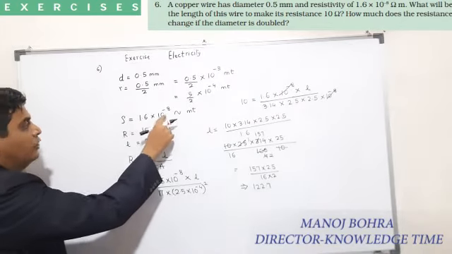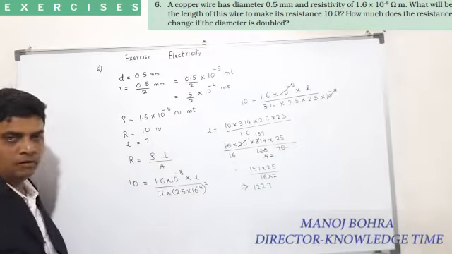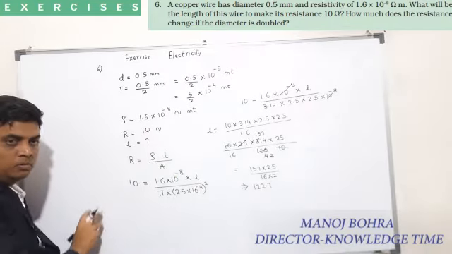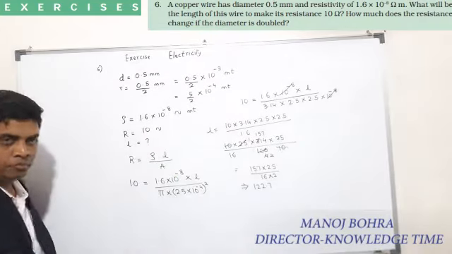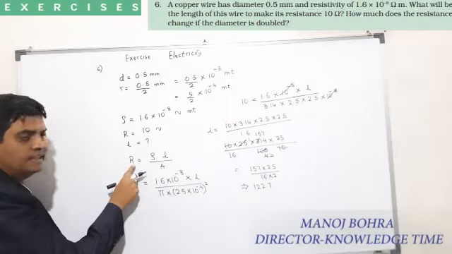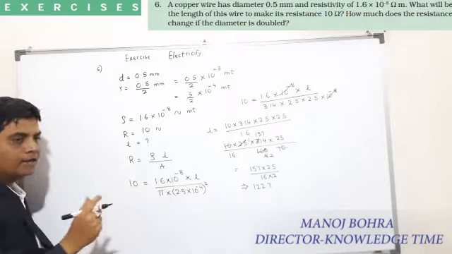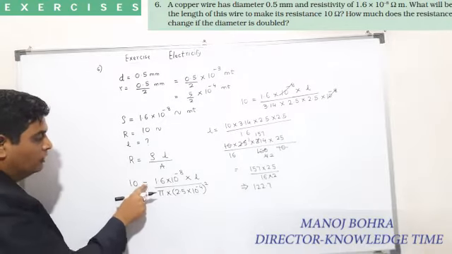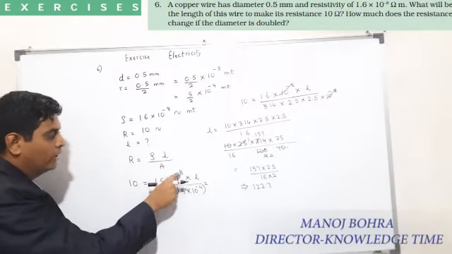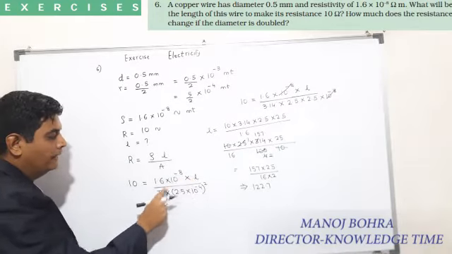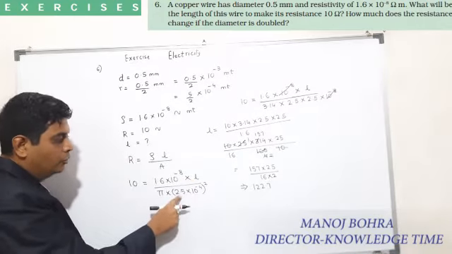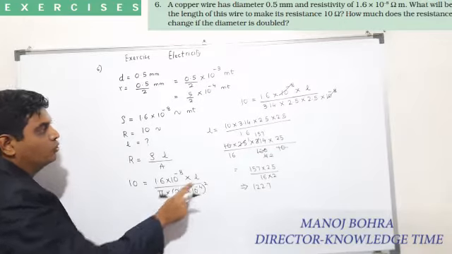Resistivity is 1.6 into 10 raised to minus 8 ohm meter. Resistance is 10 ohm. We have to find out L. So what is the formula? Resistance is rho L upon A. Area is pi r square. So 10 ohms is equal to 1.6 into 10 raised to minus 8 multiplied by length divided by pi into 2.5 into 10 raised to minus 4 the whole square.